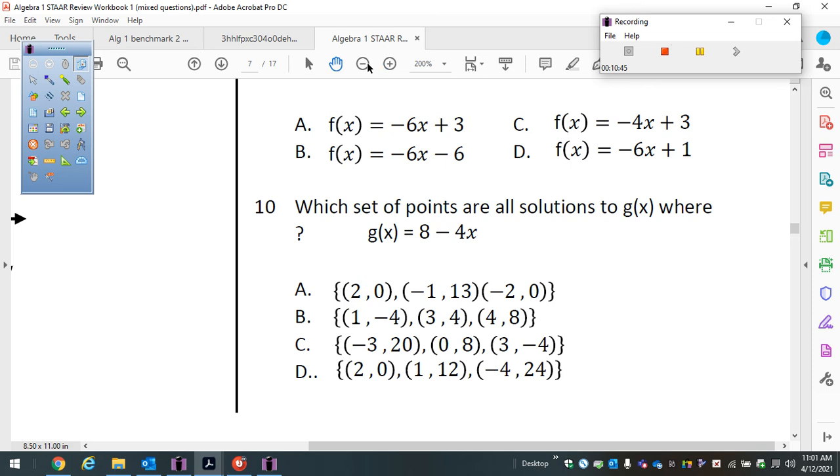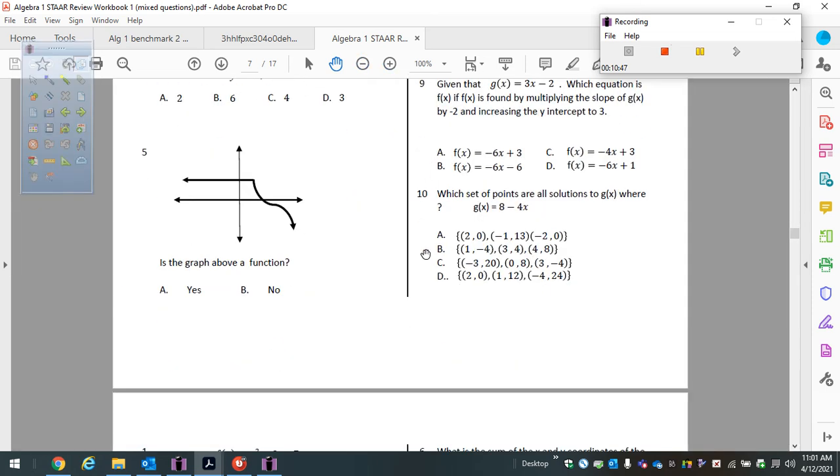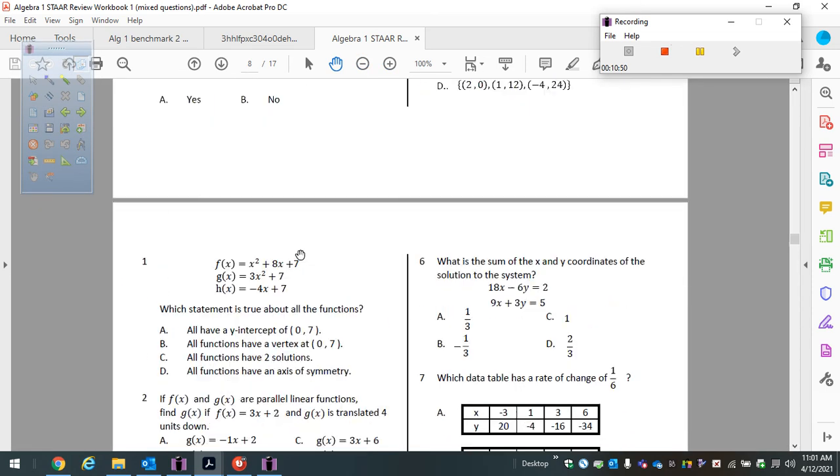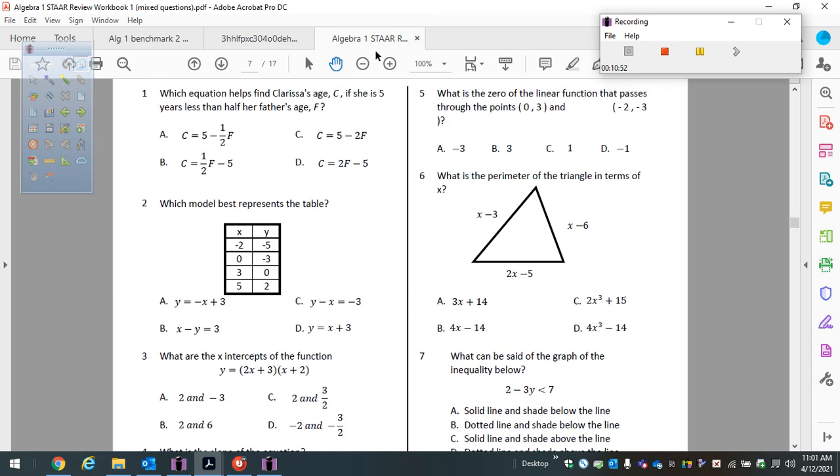Oh, that's it, guys. If you have any questions over this stuff, I'm going to start working on number 8. But so far, there are the answers for this one.